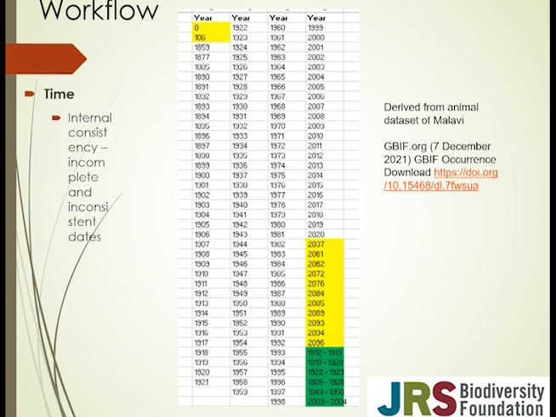Now, as for the year, internal consistency, incomplete, and inconsistent dates. For instance, we have year 0 here. What does it refer to? So it is erroneous. Year 106, at the time of Christ. 0 is considered as the year Christ was born, and year 106 is the first century. So it is erroneous, right?